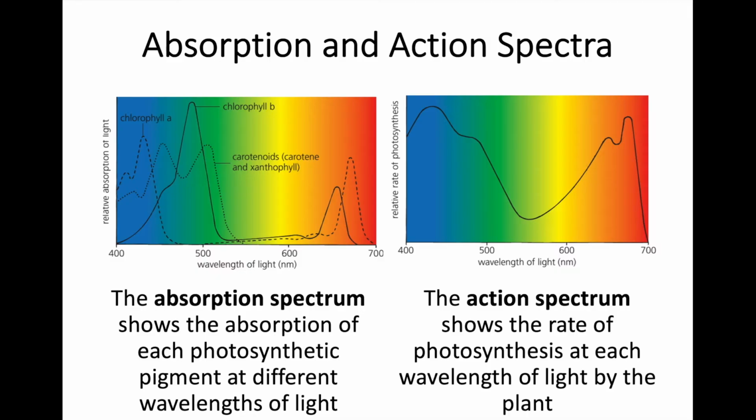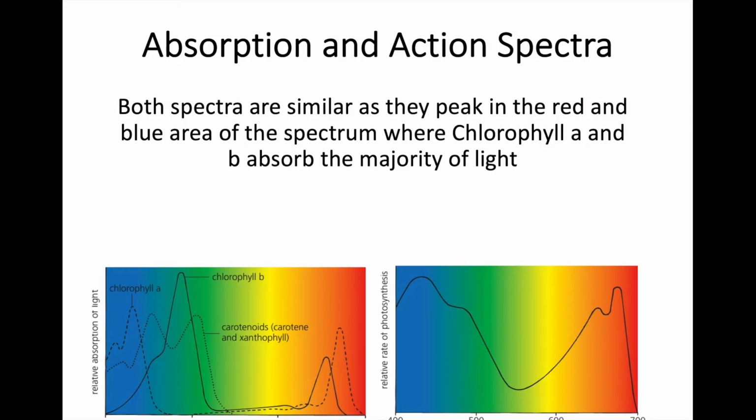So this shows the rate of photosynthesis at each wavelength of light by the plant. And again, you can see the vast majority of photosynthesis is taking place in the blue and in the red areas, and there's a major dip in the middle. So again, when comparing these, you can see that both of the spectra are similar because they peak in the red and blue areas, where the chlorophyll A and B absorb the majority of light. So that's great, we can see that, that makes sense.